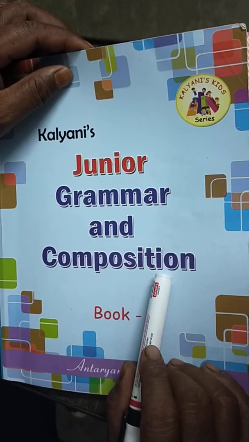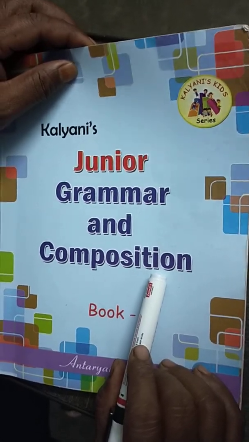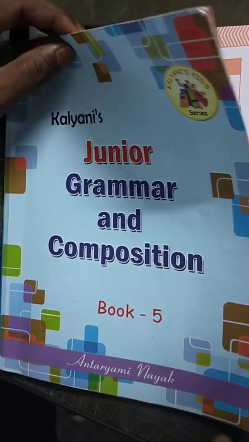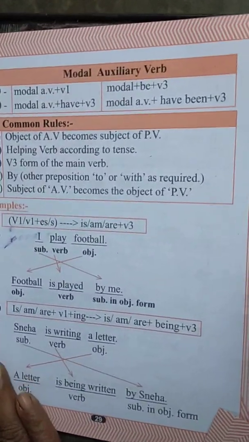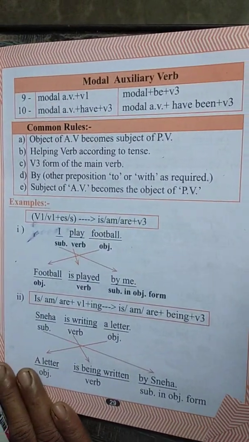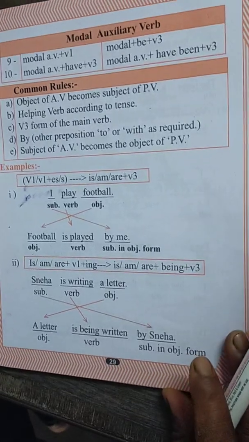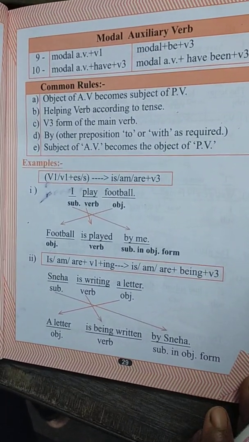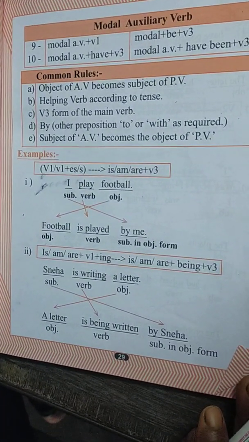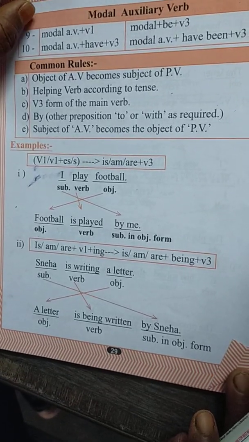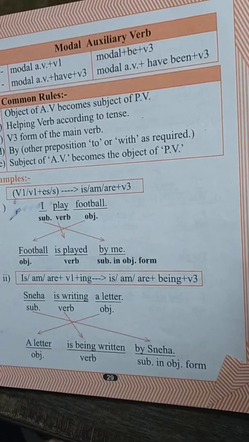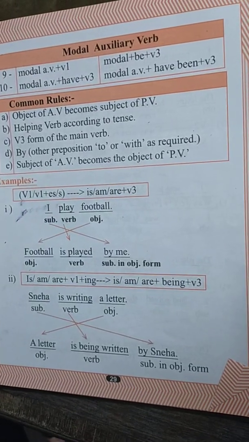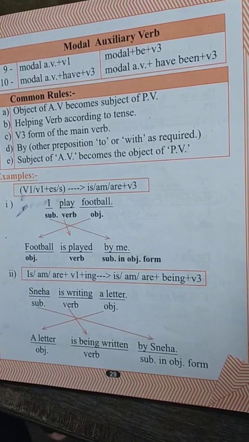I think we will read the grammar. Please open your book, page number 29. We will start from the examples, from active voice to passive voice. So how an active voice sentence becomes a passive voice sentence. So there are the formulas.